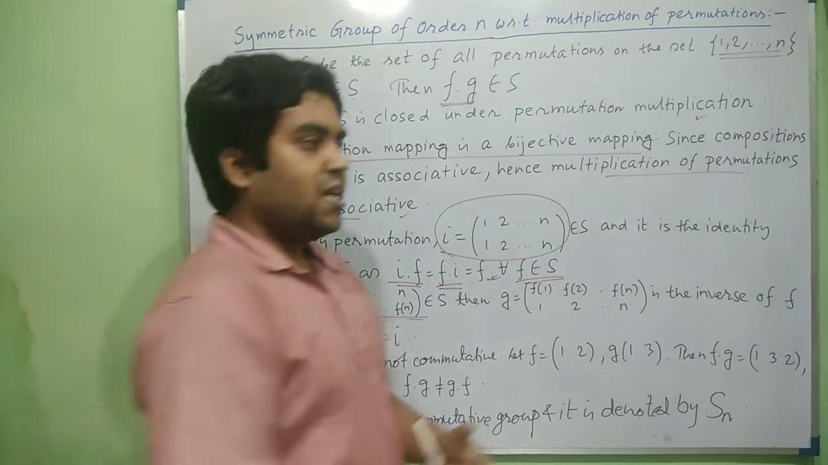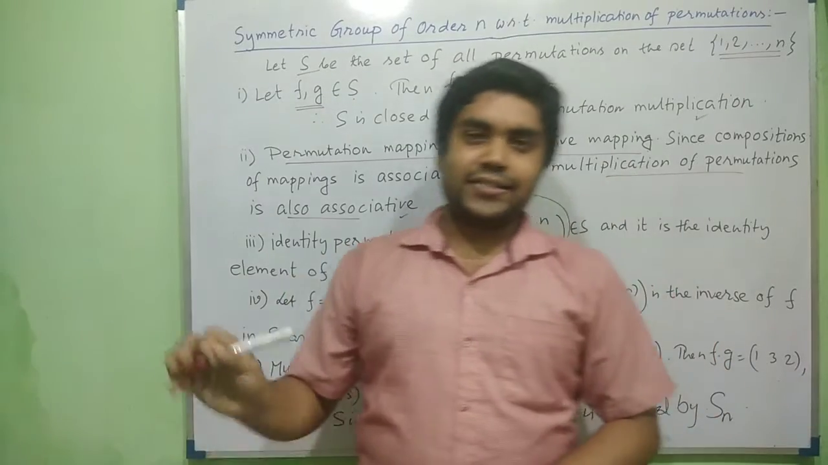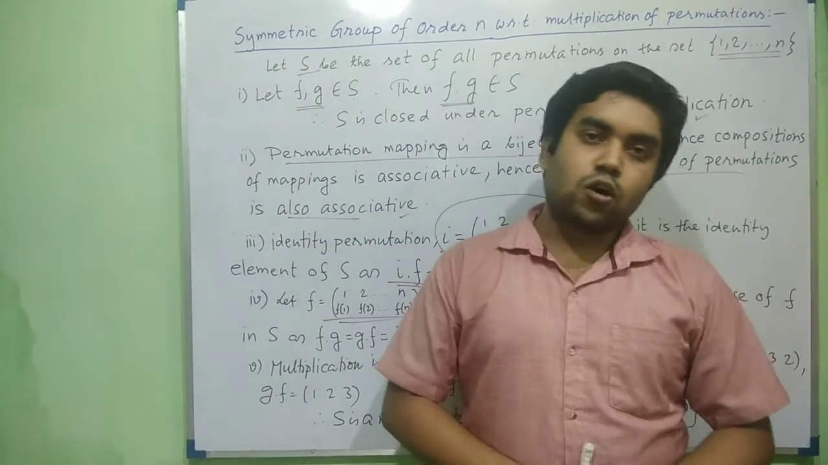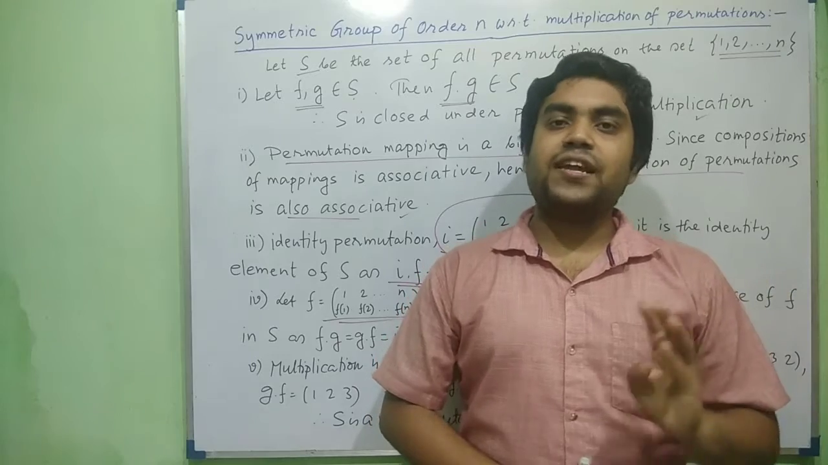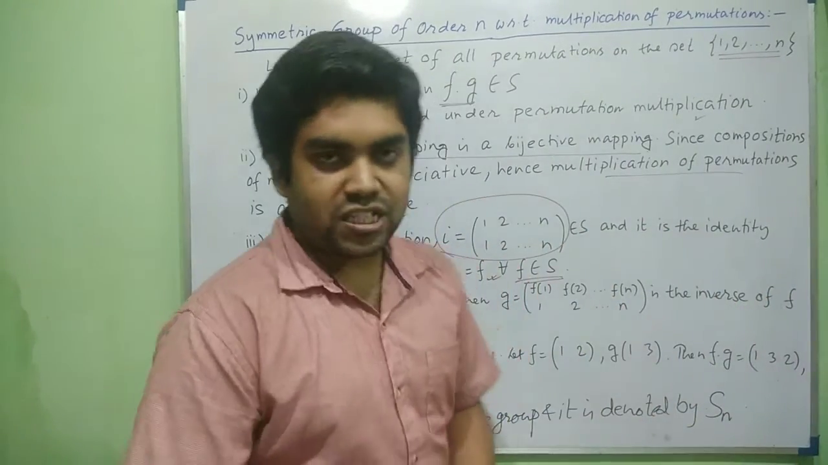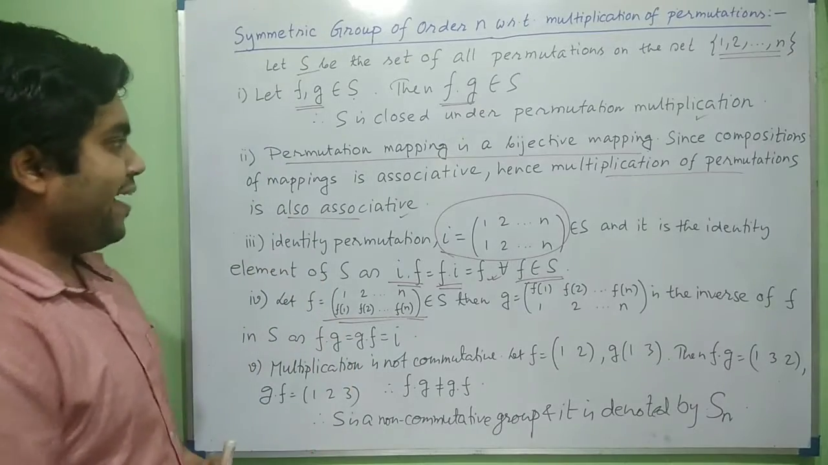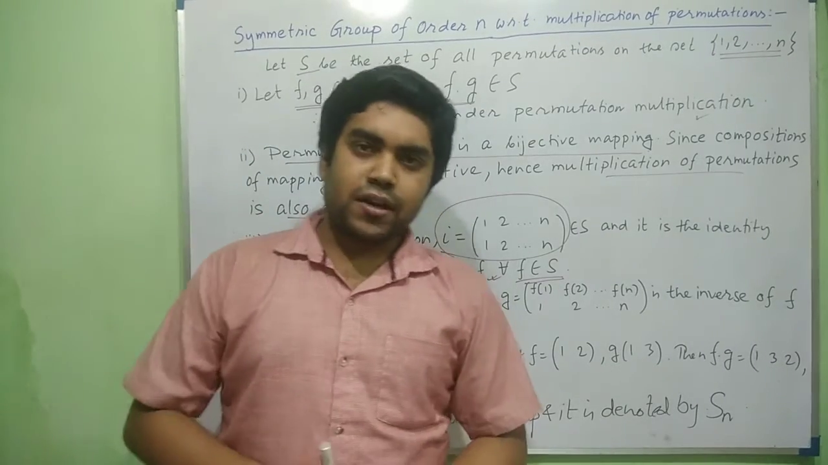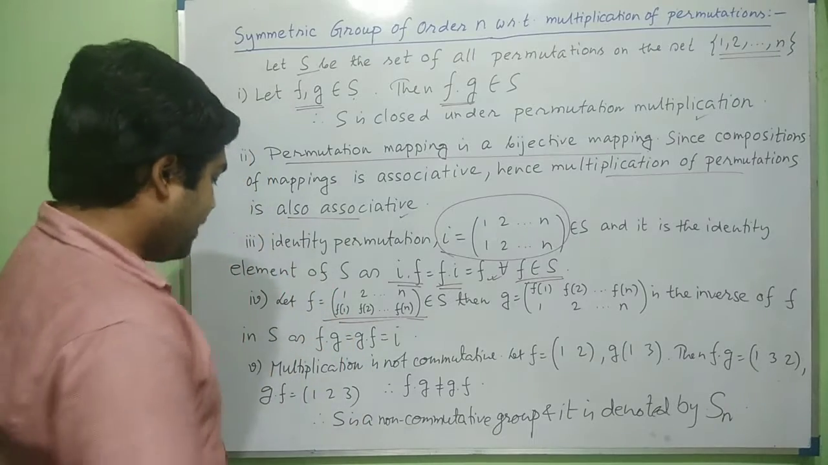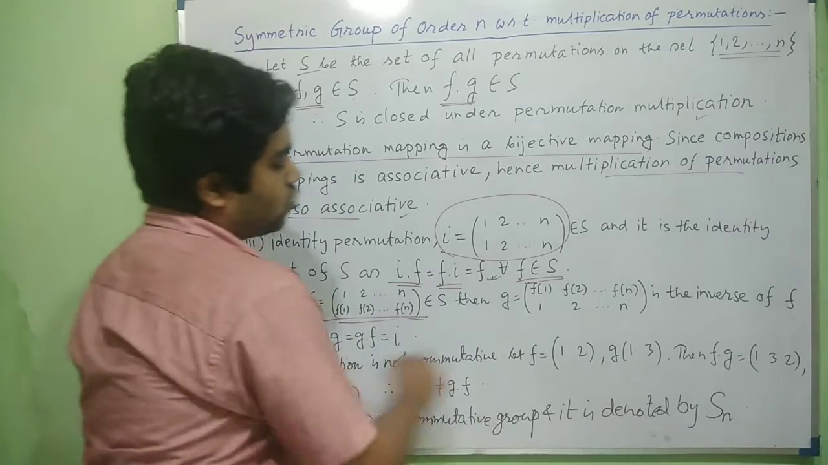Now we have already established the four properties, the four required criteria for a group, that is closure, associativity, identity, and inverse. Now we ask the question: is the group S a commutative group? So we have to think about commutativity. Here multiplication is not commutative.